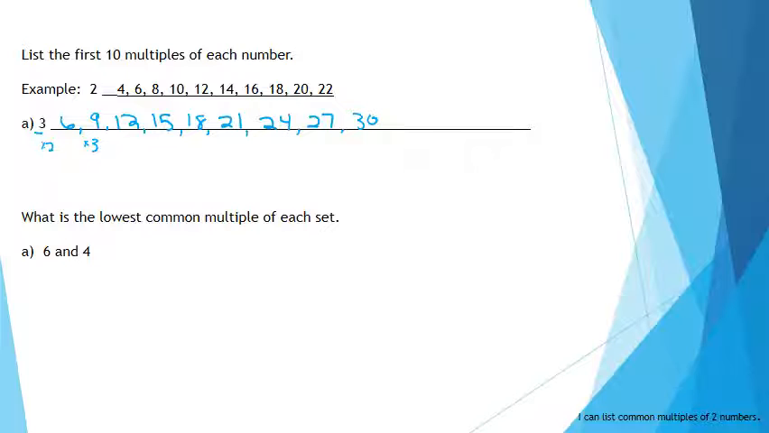3 times 3 equals 9. 3 times 4 equals 12. 3 times 5, 3 times 6, and so on. So the relationship between multiples and multiplying is shown.